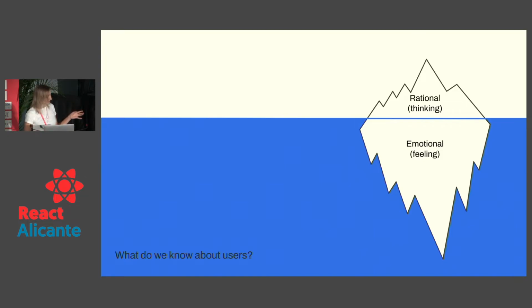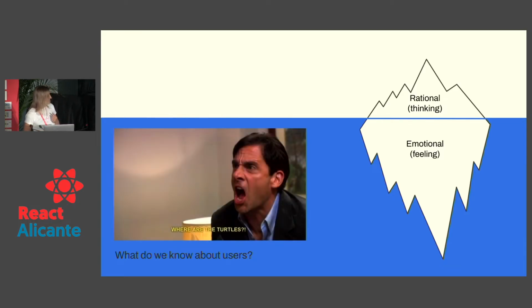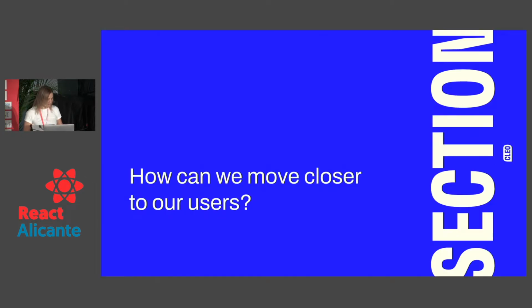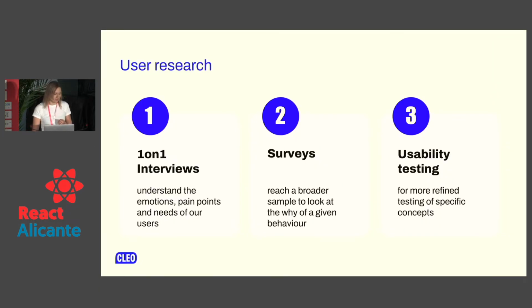There is the emotional part of the user: all of the desires, all of the ideology, and this is where all of the emotions are. So how can we get to know this emotional part of our user and move closer to them? Again, user research comes to the rescue.